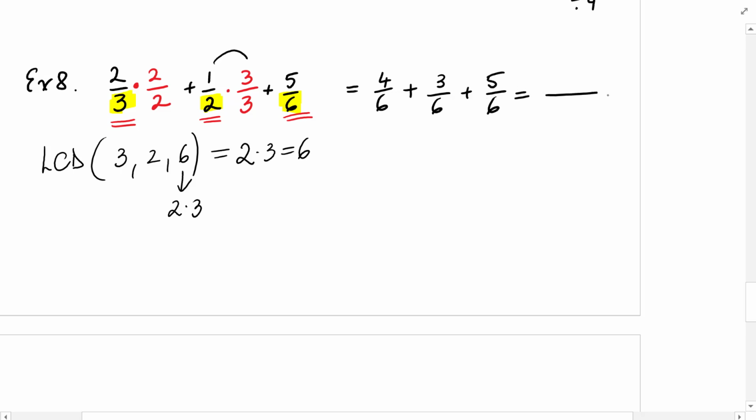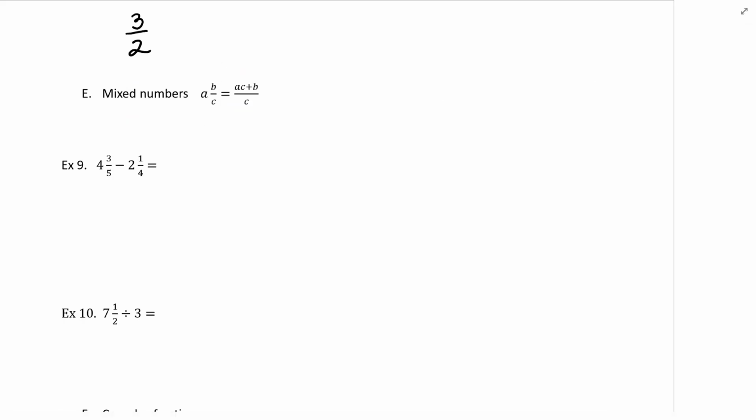So, common denominator 6, and then the numerator is 4 plus 3 plus 5, so that is 12 over 6, but 12 divided by 6 is 2, so this is the final answer. All right, now sometimes the answers have the numerator larger than the denominator. So what do we do then?